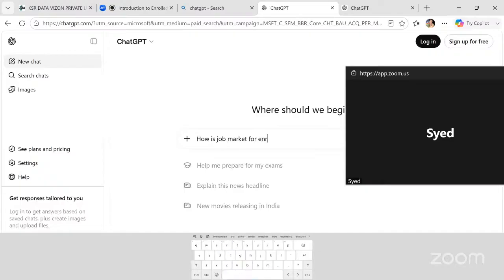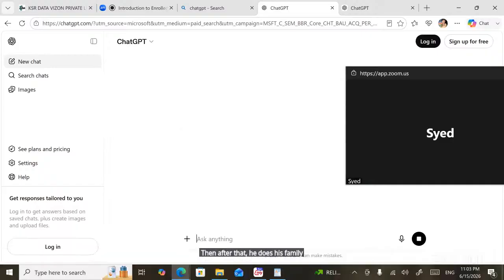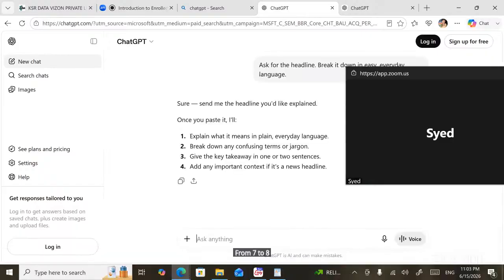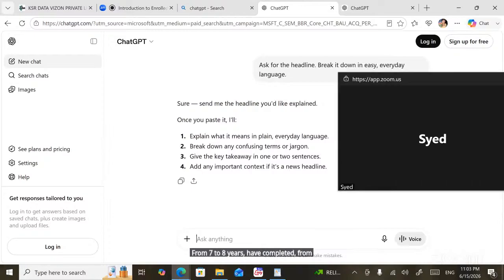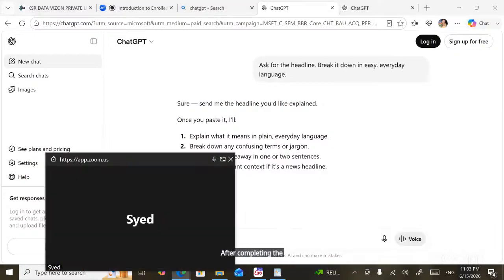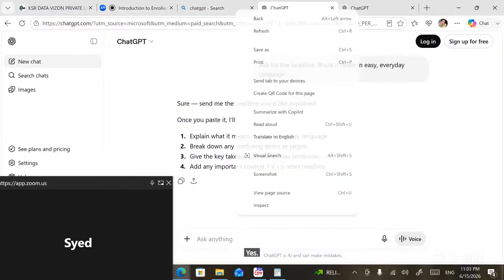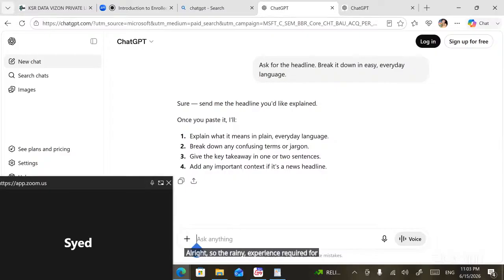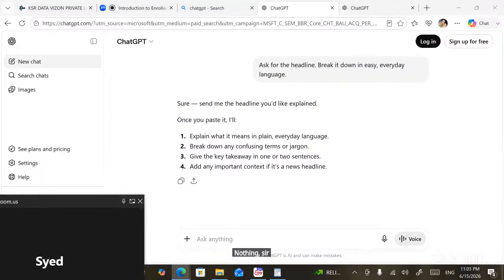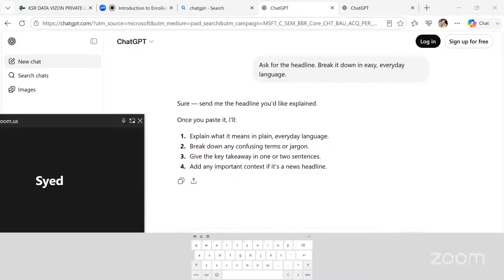And one more thing, Mahesh, I want to ask you. The candidate completed his graduation in 2019 or 20. Then after that, he did his family business. Approximately 7 to 8 years have passed since completing the graduation. Now he wants to enter into this field. So, is there any experience required for that? Nothing, sir. Nothing required because it's a completely new topic. So very few people know about this.